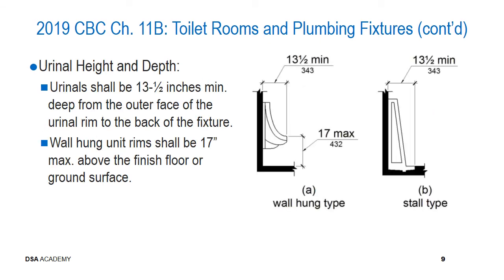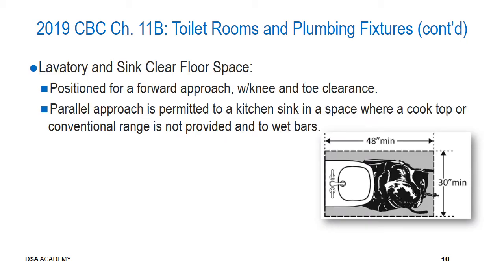Urinals shall be 13.5 inches minimum deep from the outer face of the urinal rim to the back of the fixture. Wall-hung unit rims shall be 17 inches maximum above the finished floor or ground surface. Lavatory and sink clear floor space must be positioned for a forward approach with knee and toe clearance. A parallel approach is permitted to a kitchen sink in a space where a cooktop or conventional range is not provided and to wet bars.